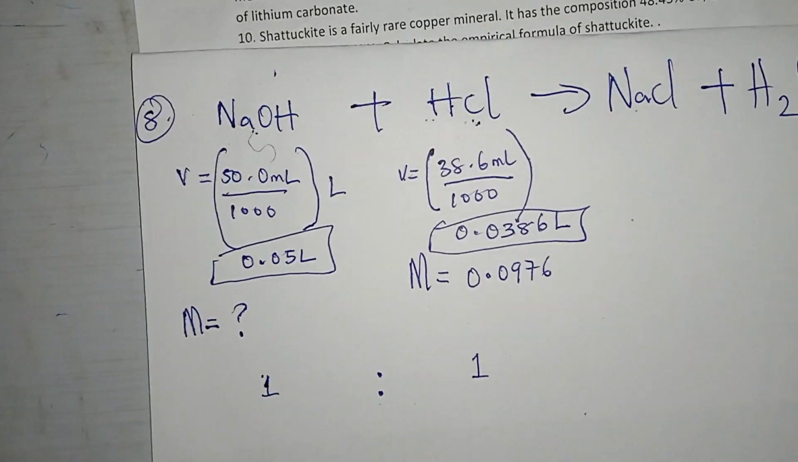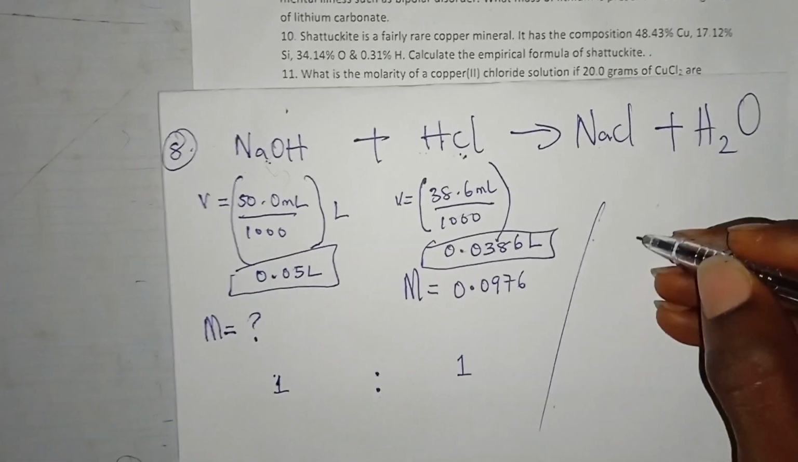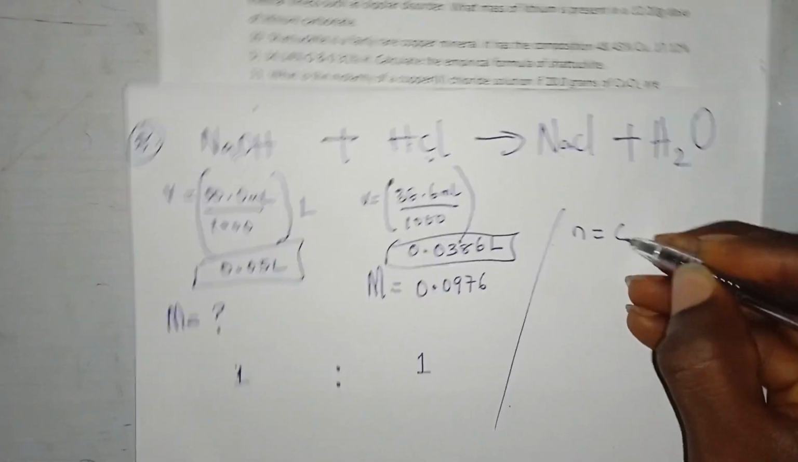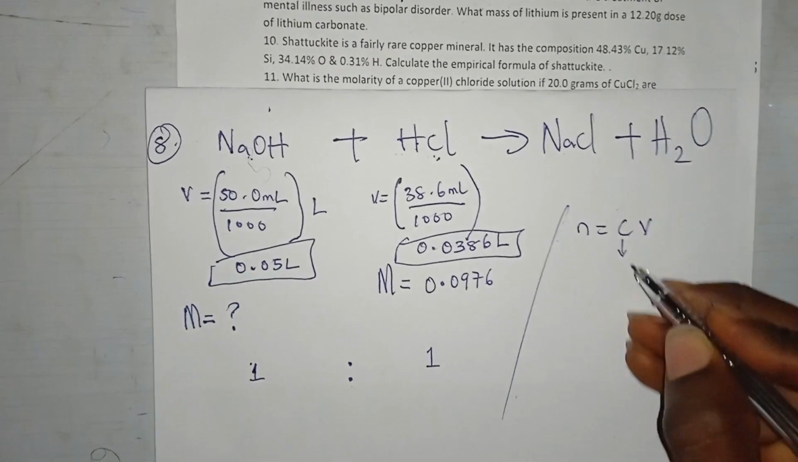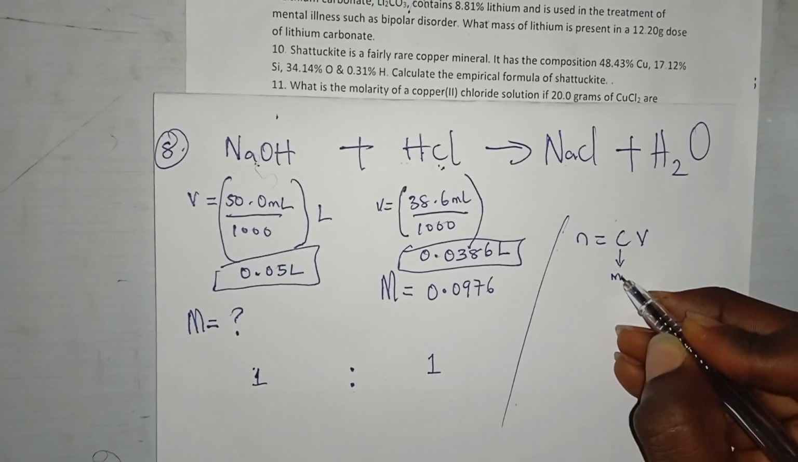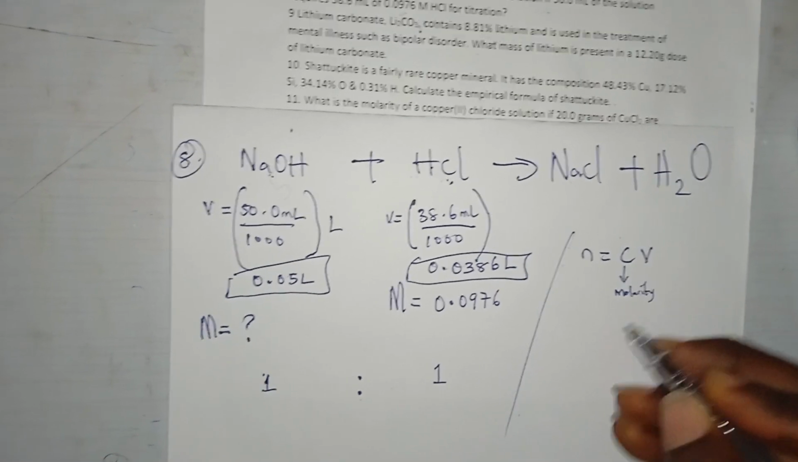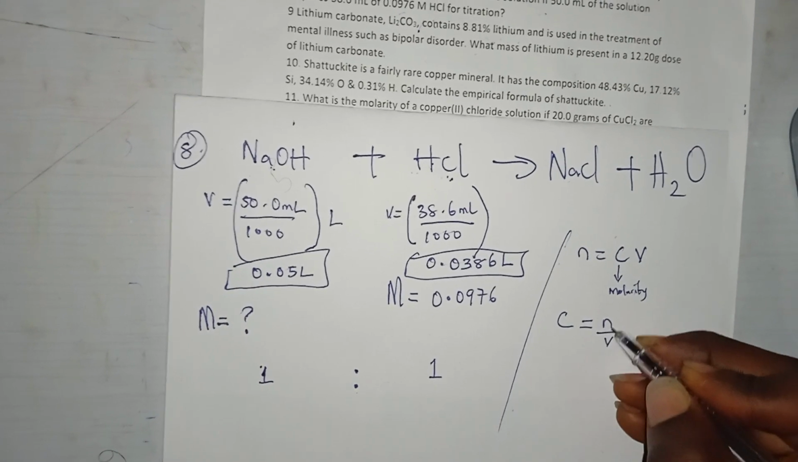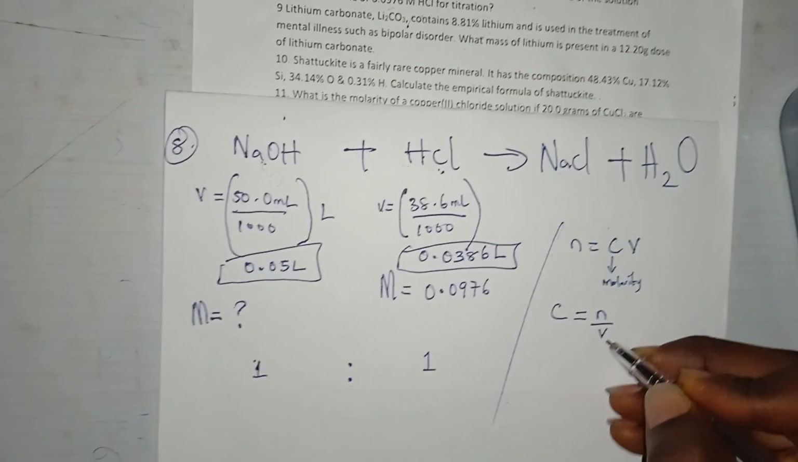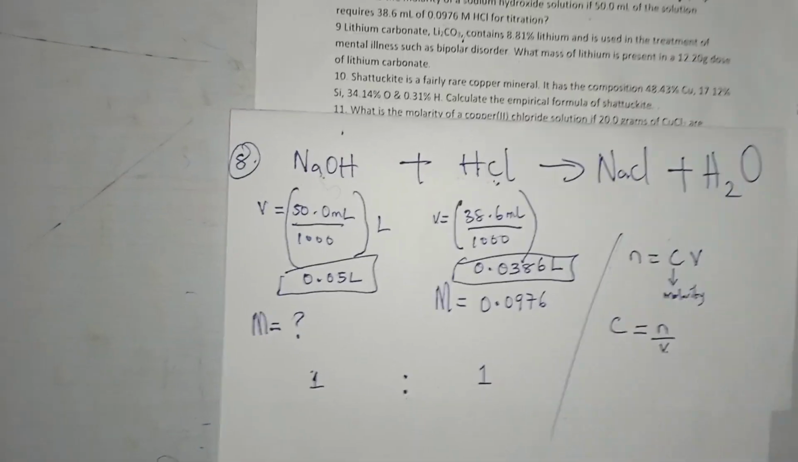The next part is to find the mole. If you remember, there is a formula for mole that I gave you, which says that mole is equal to concentration times volume. This concentration you see here is what molarity is all about. When you make concentration the subject of the formula, it becomes C equals N over V, the amount in mole over volume. But for the fact that we know hydrogen chloride, let's find the mole.